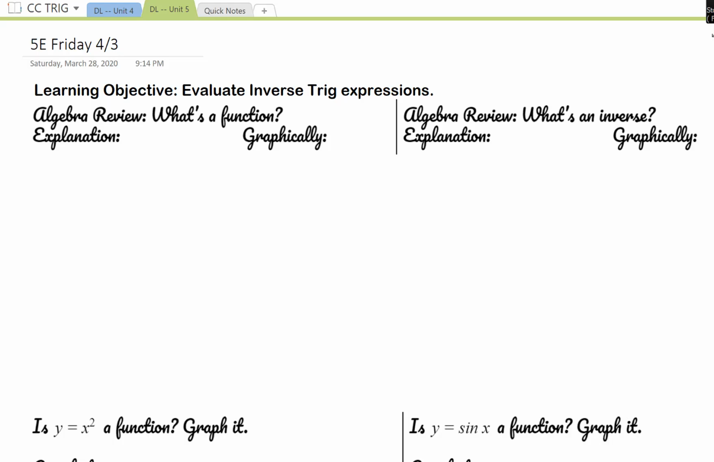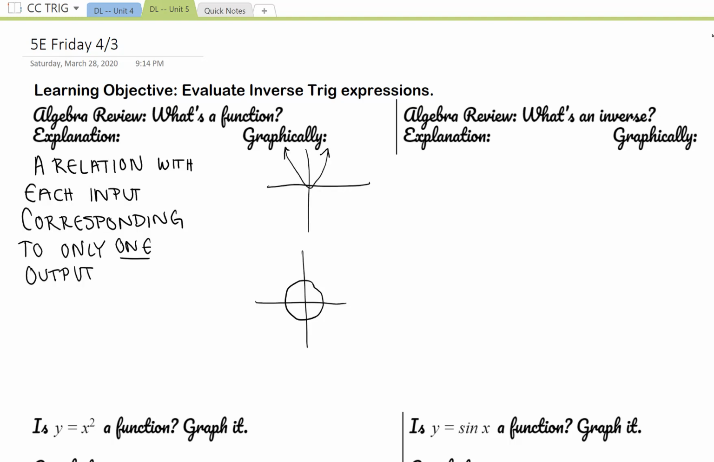Today we're finishing up Unit 5 by evaluating inverse trig expressions. But we have some algebra to review. First of all, what's a function? A relation with each input corresponding to only one output. Graphically, we say it is a function if it passes the vertical line test.